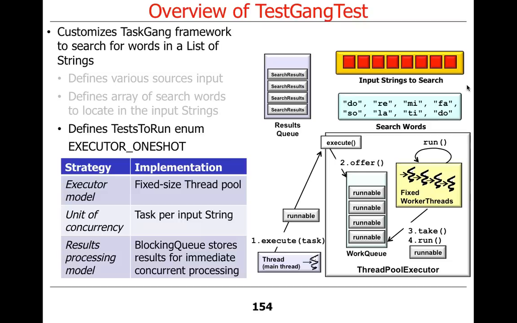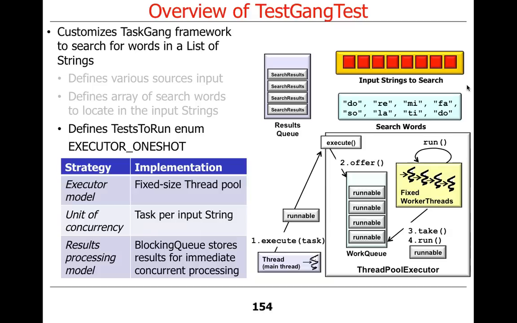We then have the search words. Here's the search words. We'll color those red when the time comes. Here is the results queue. This is a blocking queue. It's a linked blocking queue, but it doesn't really matter what kind of queue it is as long as it's a blocking queue. And it contains these things called search results. Search results contain where the words were found in the input strings. So it just keeps track of where they were found.